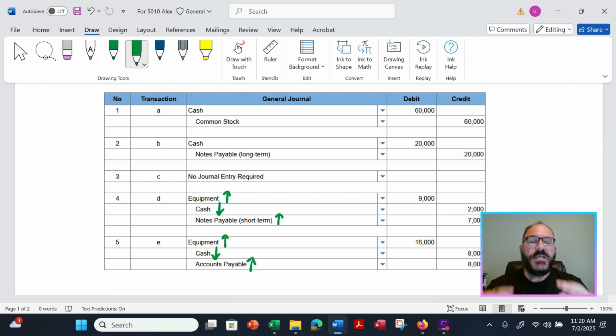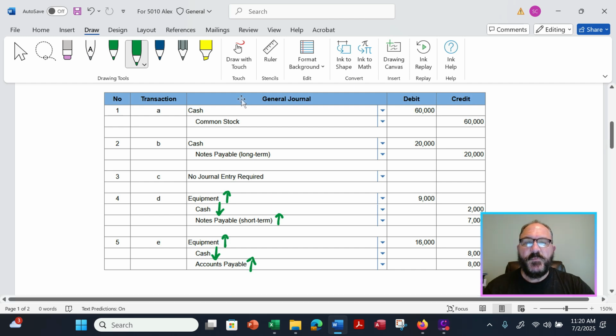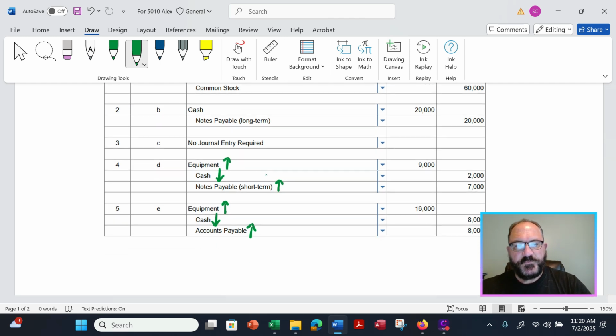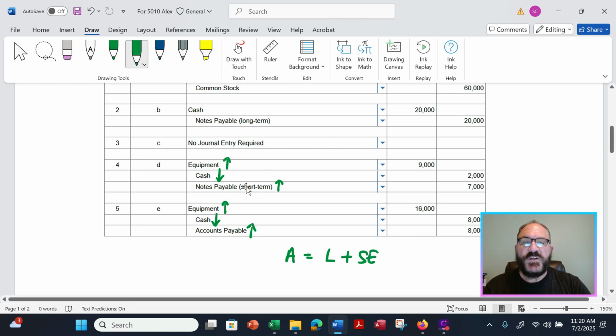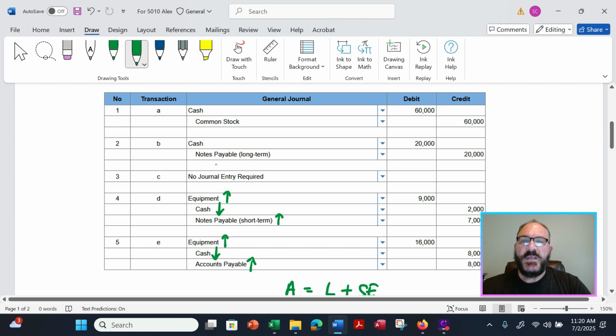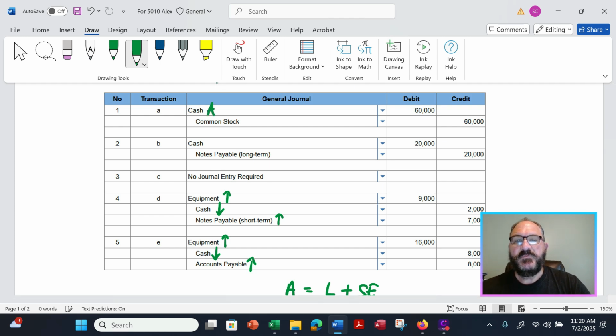into a balance sheet. Now the first thing you need to know is, what's on a balance sheet? If you remember, here's the accounting equation: assets equal liabilities plus stockholders' equity. Fortunately, all of these items fit into that. For example, cash, that's an asset. So this is an asset here. These are all assets, right? Equipment, that's an asset as well.